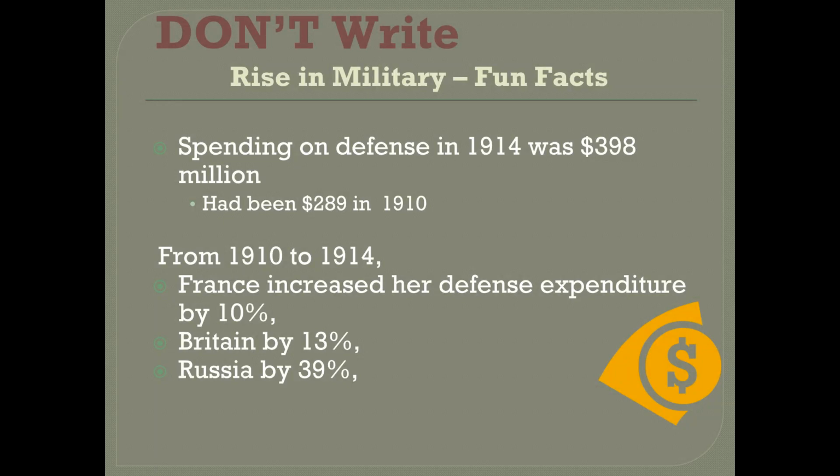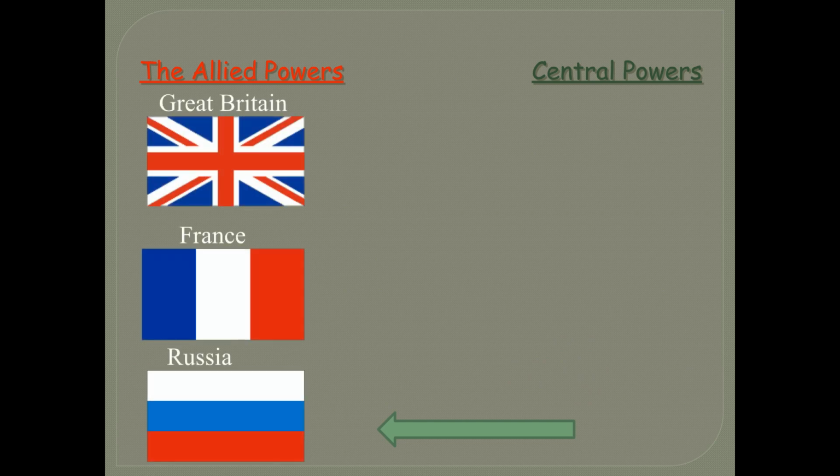And the one with the biggest gain is going to be Germany. They increased their military spending by up to 73%. So it was pretty obvious that Germany was preparing for war. Let's look at what sides were what. Of course, we're going to start looking at the Allied powers. Those countries included Great Britain, France, and Russia.